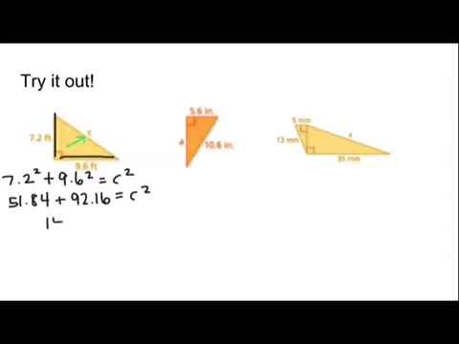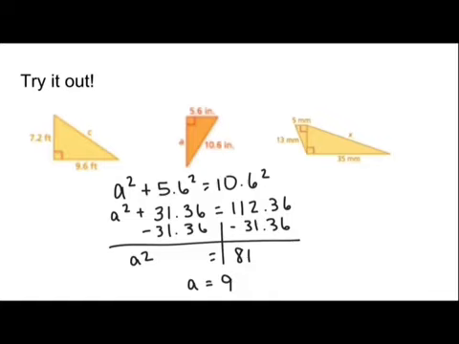Then I add those two like terms together. We get 144 equals c squared. So now we're going to take the square root of both sides, and we now know that c is 12. So hit pause and try the last two without me.